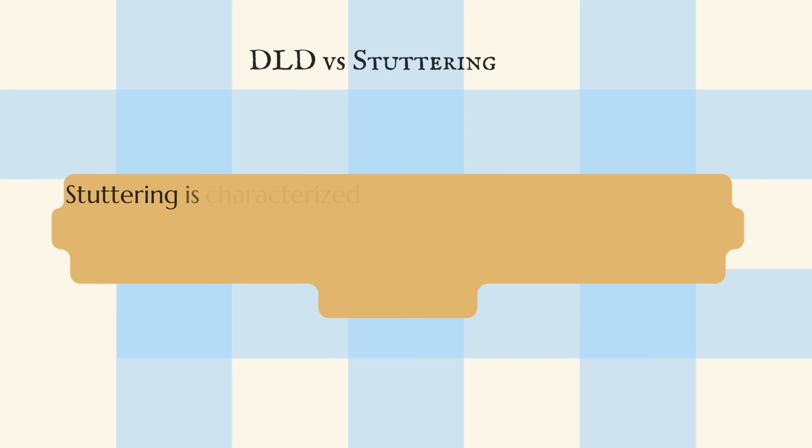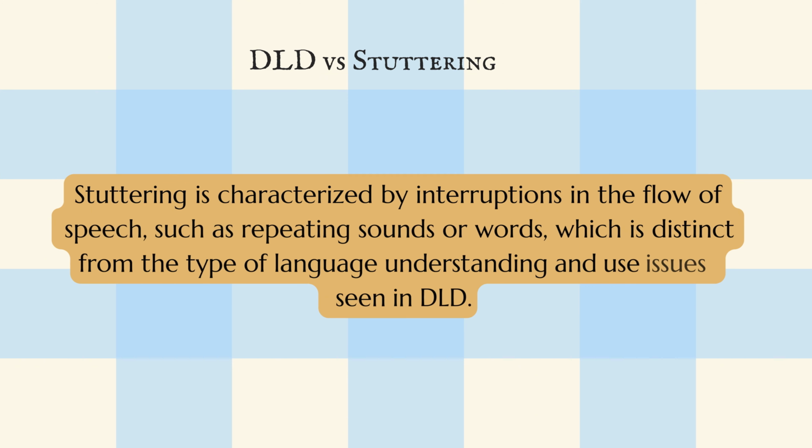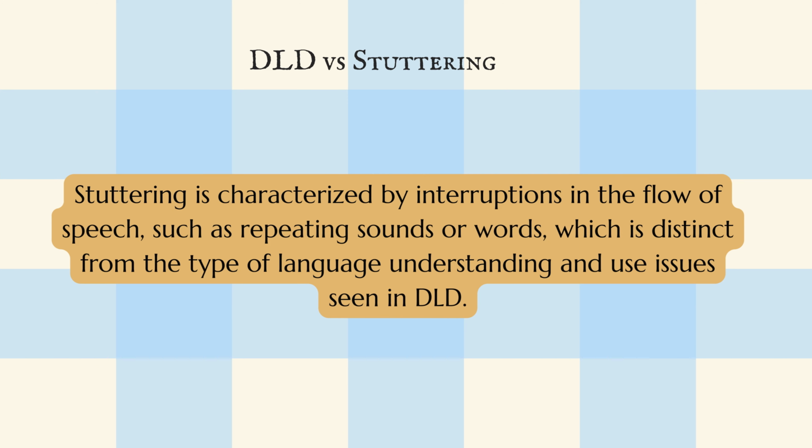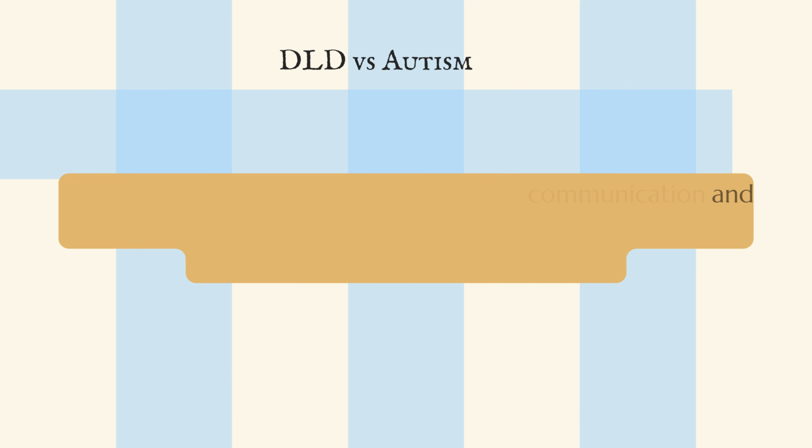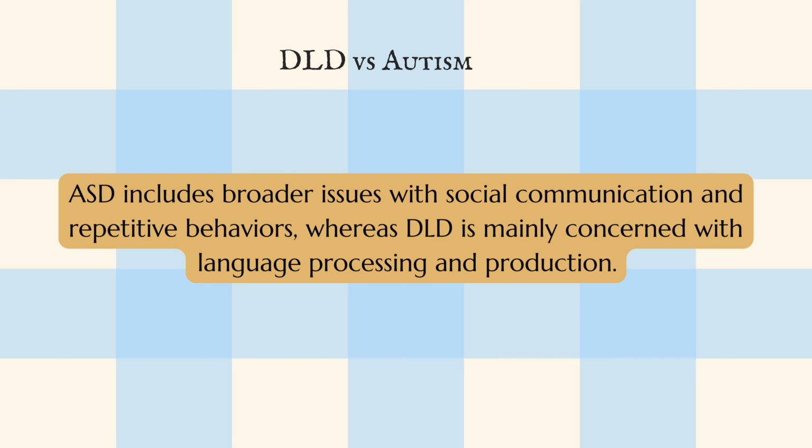Difference from speech fluency disorder, that is stuttering. Stuttering is characterized by interruptions in the flow of speech, such as repeating sounds or words, which is distinct from the type of language understanding and use issues seen in DLD. Differences from autism spectrum disorder: ASD includes broader issues with social communication and repetitive behaviors, whereas DLD is mainly concerned with language processing and production. So in ASD, you'll be seeing other behavioral patterns, which are not seen in DLD.